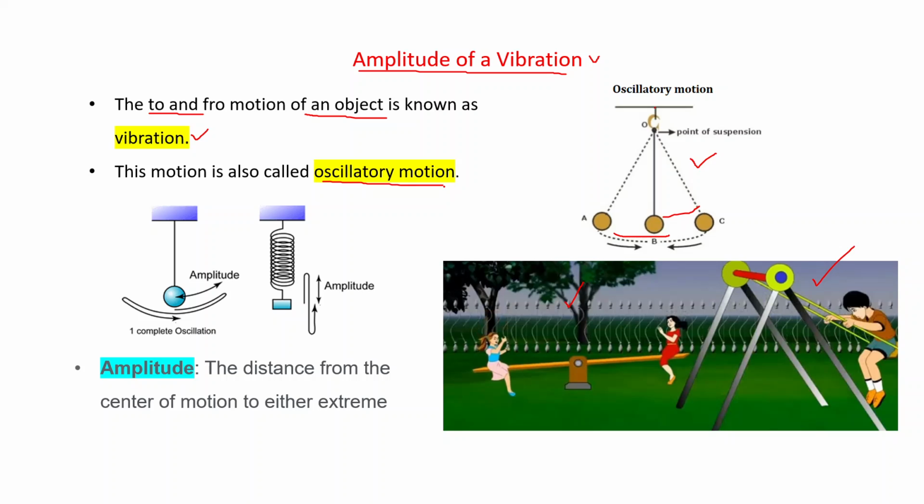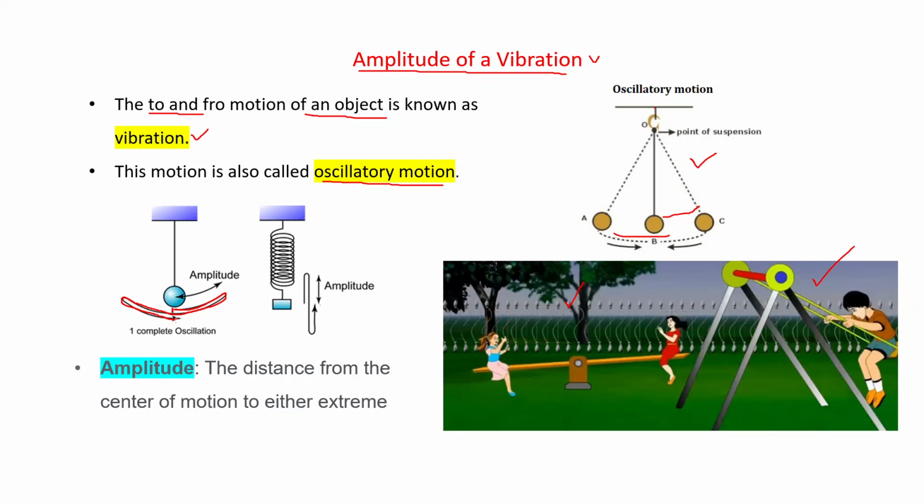Then how can we say that one oscillation is completed? Just see this one. This is the center position. When this ball moves to this side to its extreme distance, and again passes this center position and goes to the other side, and again goes to its extreme distance, and then once again comes to its center position, then we can say one oscillation is completed.